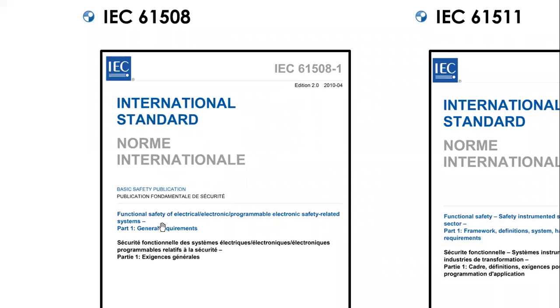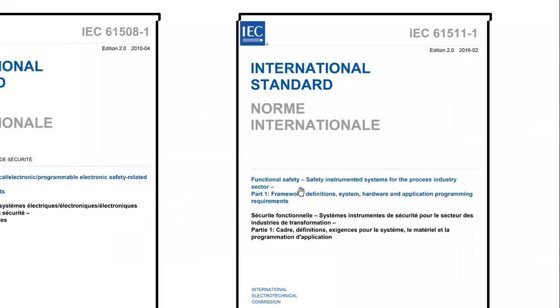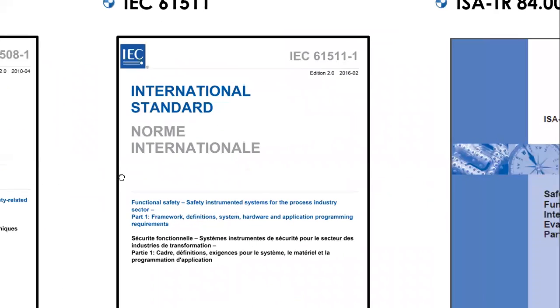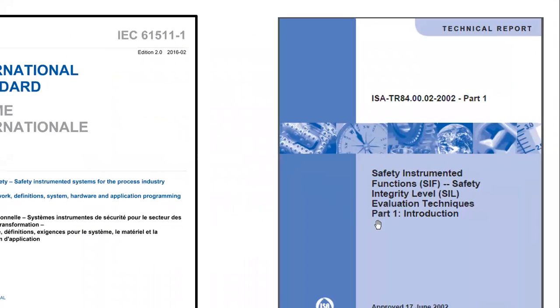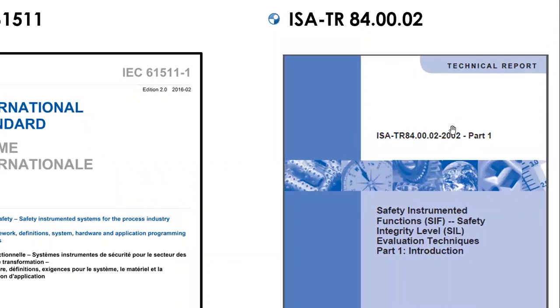61508, functional safety of electrical, electronic, programmable electronic safety related systems. This is the general requirement, part one, and the various parts are there. Similarly, this is the safety instrumented system for the process industry sector, framework definition, part one, various parts are there. And similarly, there is safety instrumented function SIF, safety integrity level evaluation techniques, part one. This is coming from the ISA standard.